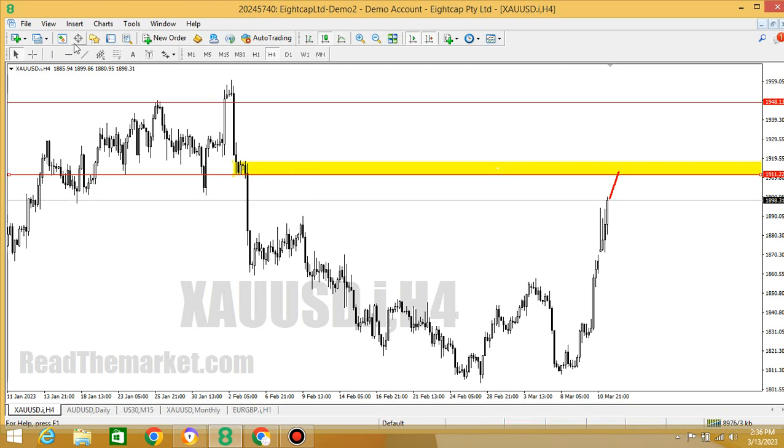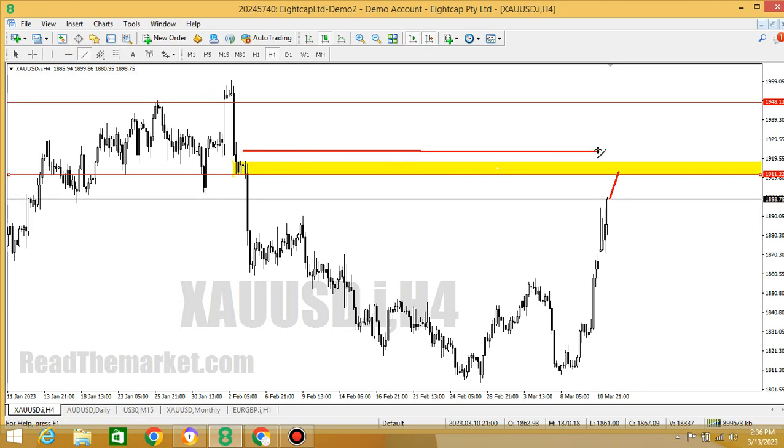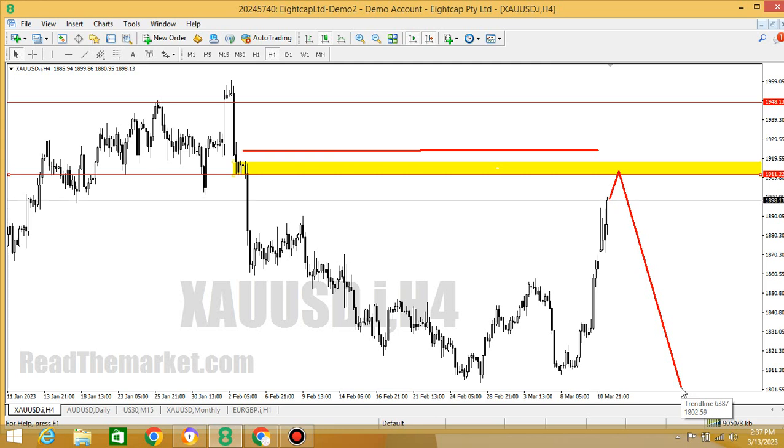And your stop loss just above the candle, this zone, né? Just above the candle, né? Don't make it too tight, né? So what is going to happen is the price is going to go up a bit and then decide to drop. So this is a simple setup for the gold. So this is what's going to happen.